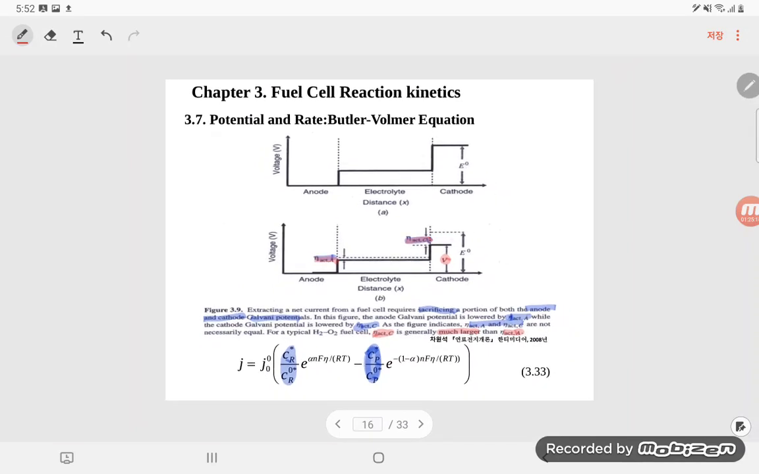Okay, that's it for today. We learned about the fuel cell reaction kinetics today, and also we learned about the Butler-Volmer equation and the sacrificing of electrical potential to generate current.